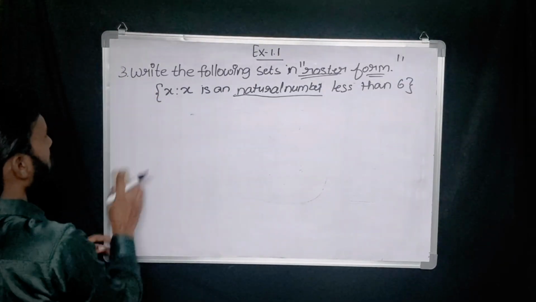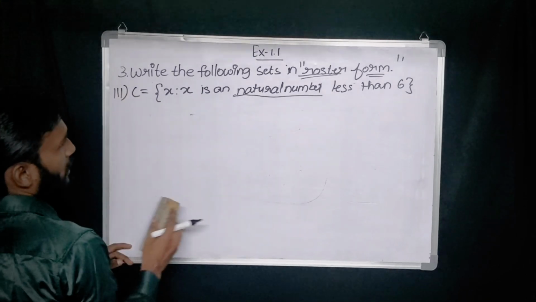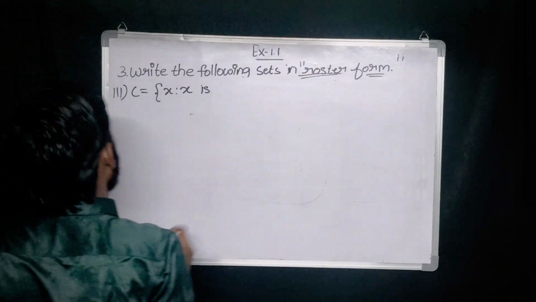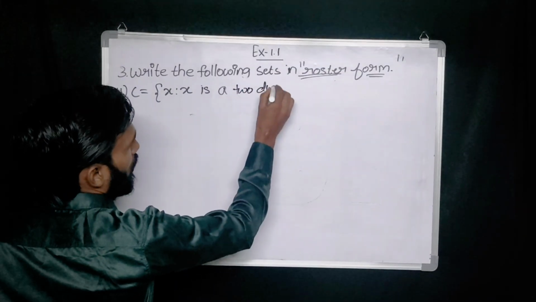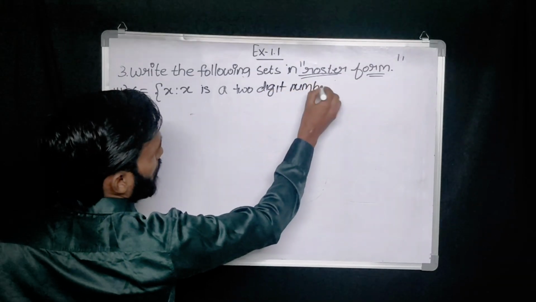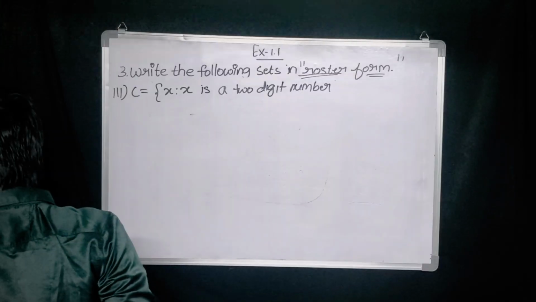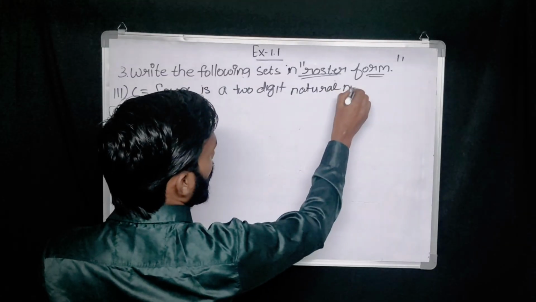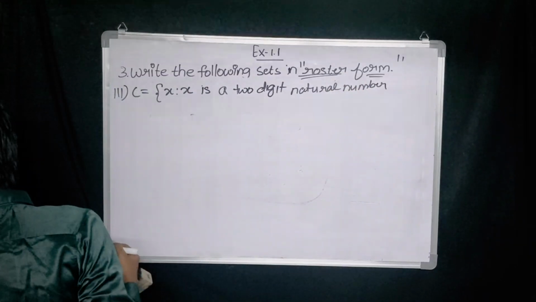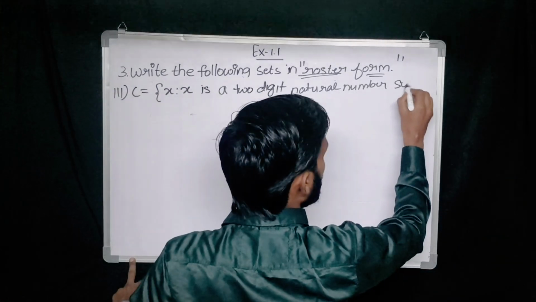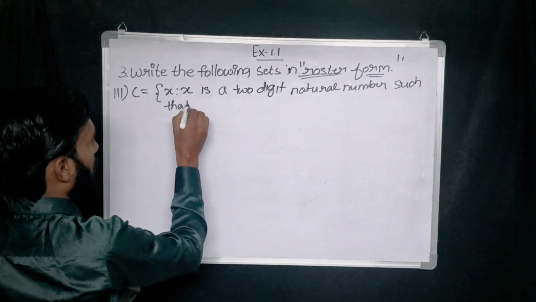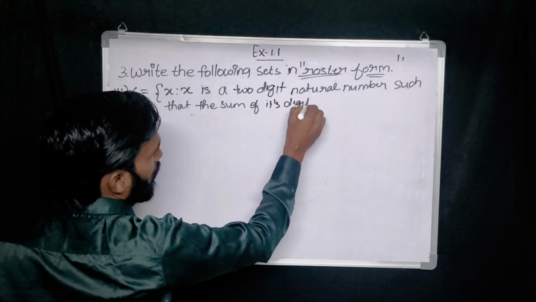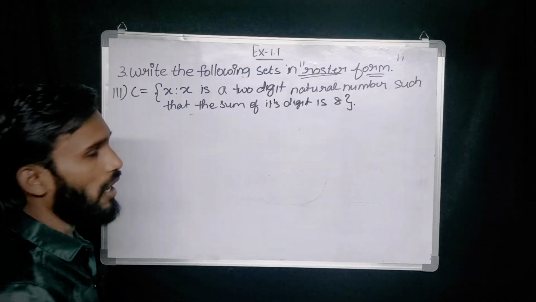See here, the third one, and this set is denoted by C. X such that x is a 2-digit natural number, such that the sum of its digits is 8. See what they said?